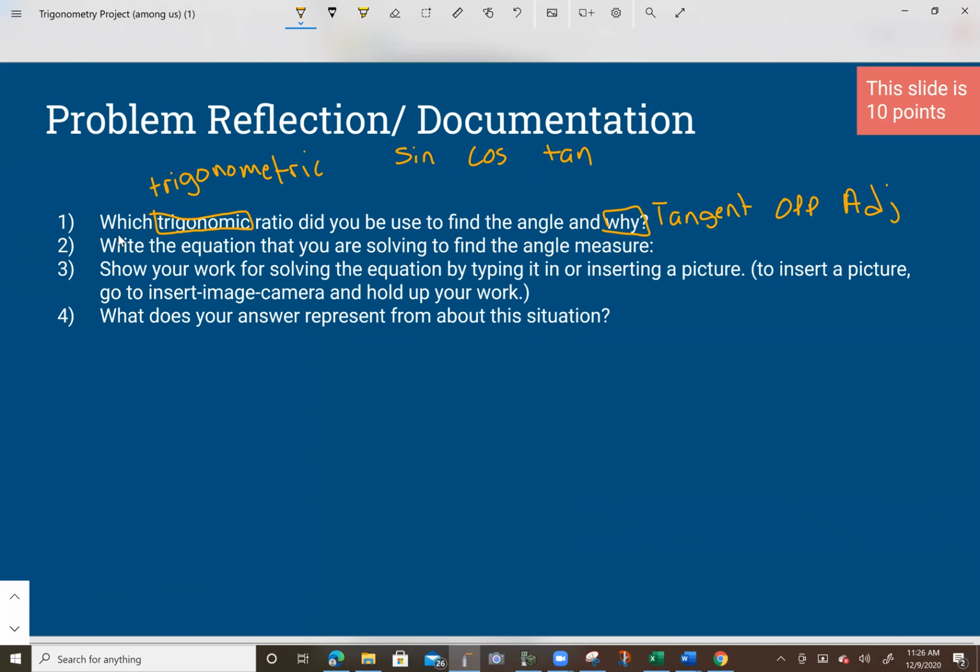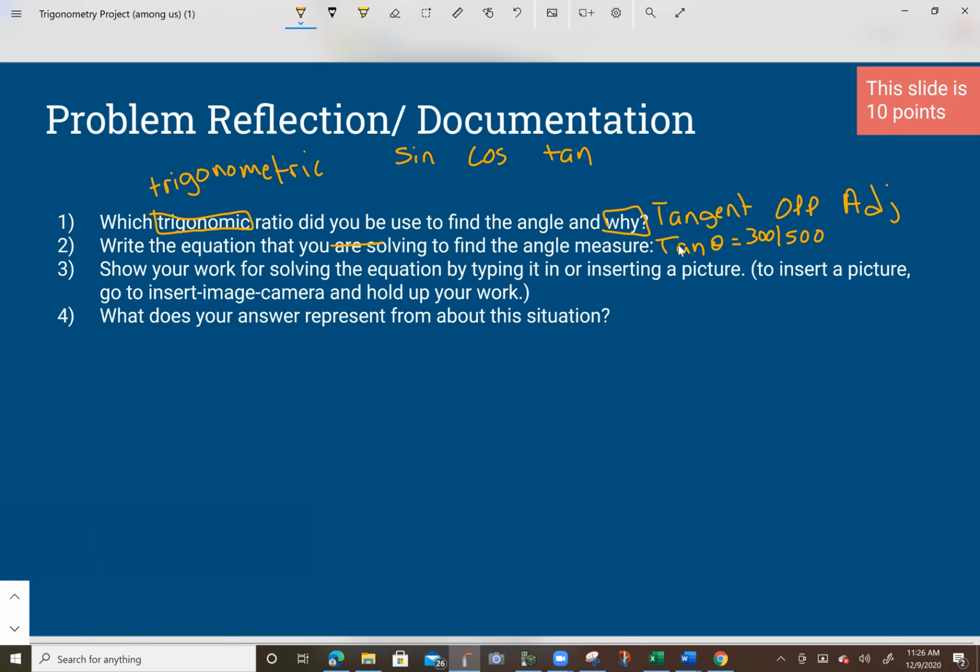Number 2, write the equation that you are solving to find the angle measure. And that's the equation that I just used. I said the tangent of theta was equal to 300 over 500.